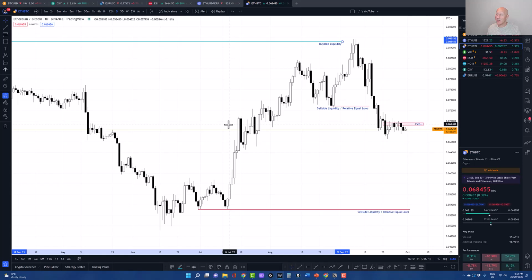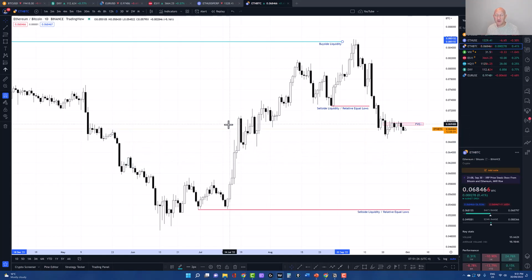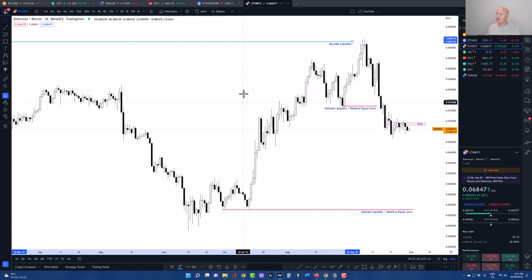So the next chart we want to look at is our Ethereum Bitcoin chart. This is the price of Ethereum, but with a basis of Bitcoin rather than, say, US dollars, which is what most people would look at Ethereum in. What this really gives us a flavor for is the strength of the alt market, with Ethereum obviously being the king of the altcoins. You can see that Ethereum's rallied really strongly against Bitcoin from these levels here, where we have these relative equal lows, this sell side liquidity. And this was all based on the narrative around the merge.